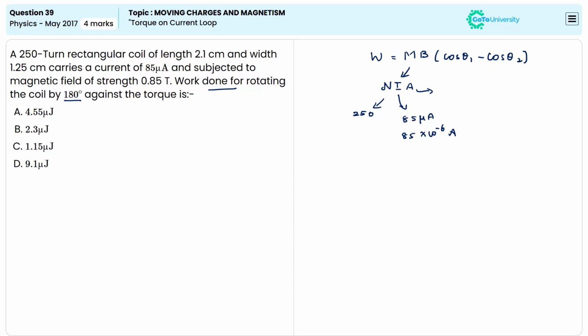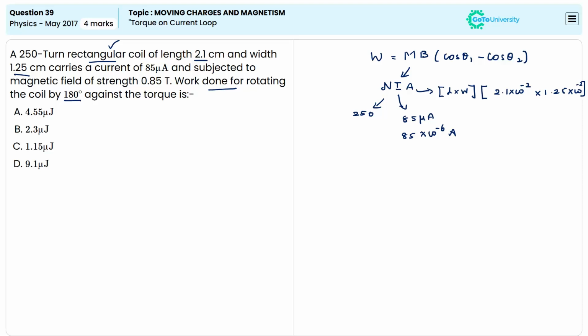Whereas A is representing the area. There is no detail about the area in the question, but there is a detail about the shape which is given as rectangular coil, and there is a detail about the length and width. So the area of rectangle is nothing but length times width. So here we can write 2.1 times 10 to the power negative 2 times 1.25 times 10 to the power negative 2, because both values are in centimeter.